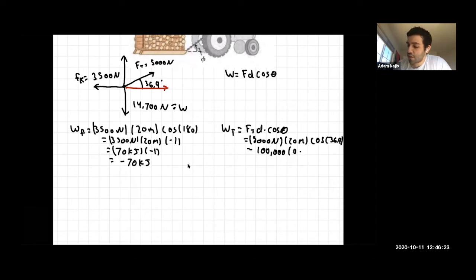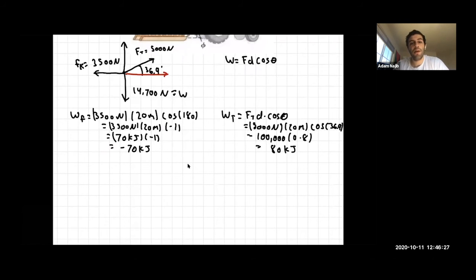Okay, and so now let's take a look at why the normal force and the weight, even though you could solve for each, why they're still kind of insignificant, right?